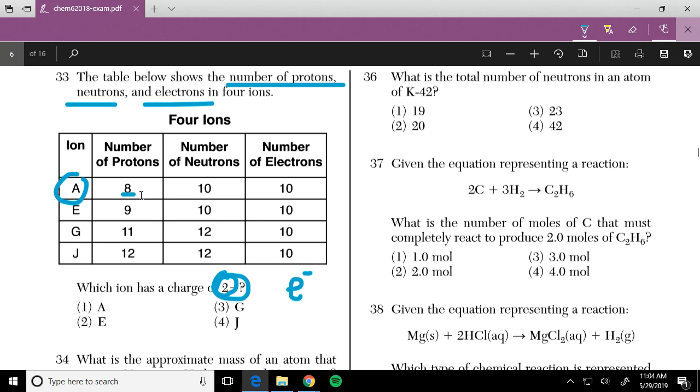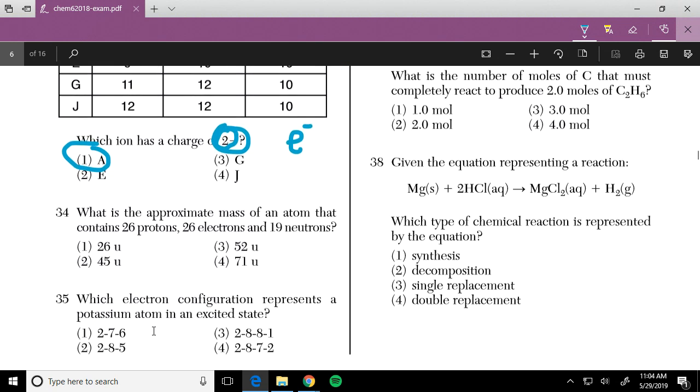Because here I have 8 protons and I have 10 electrons. Electrons are winning by 2. In E, the charge is -1. In G, the charge is +1 because protons are winning. And in J, protons are winning by 2, so it's a +2. Notice I didn't talk anything about neutrons because we know that neutrons are neutral. Okay, they don't have charge, they only have mass.